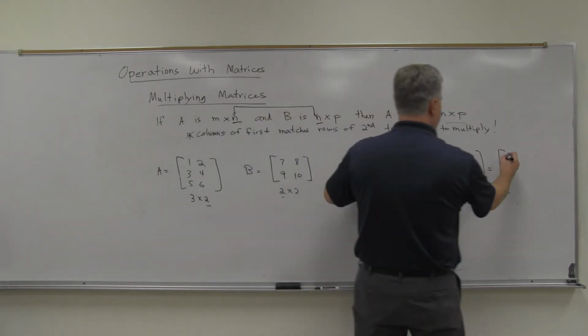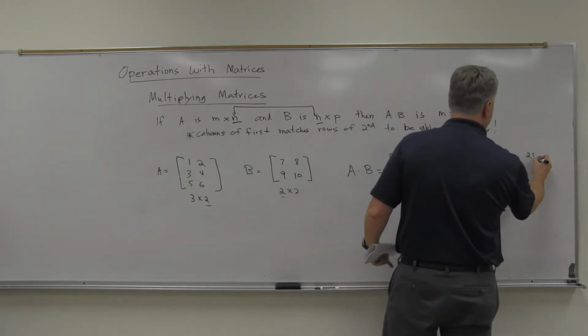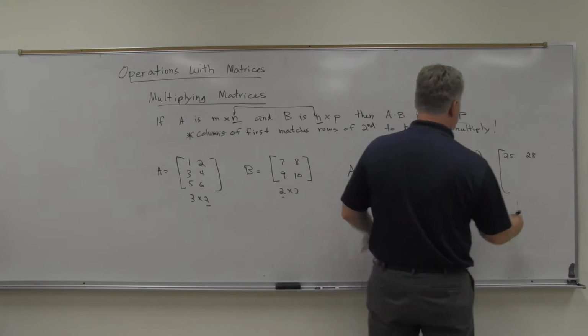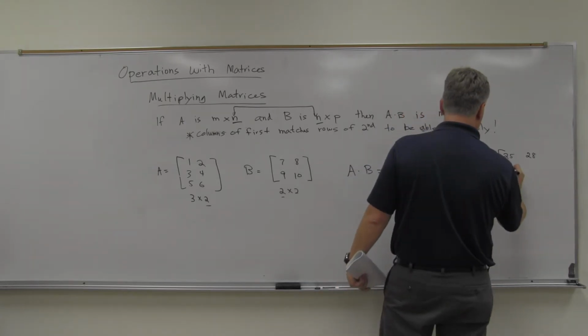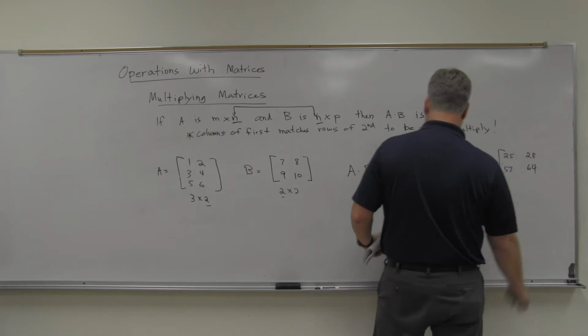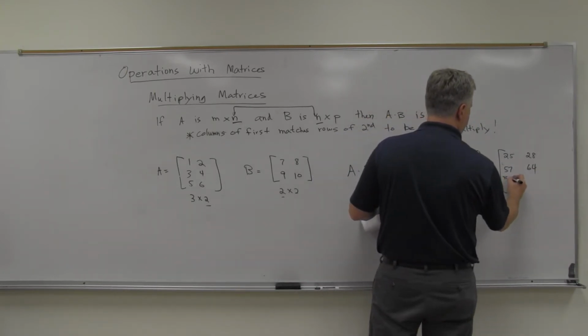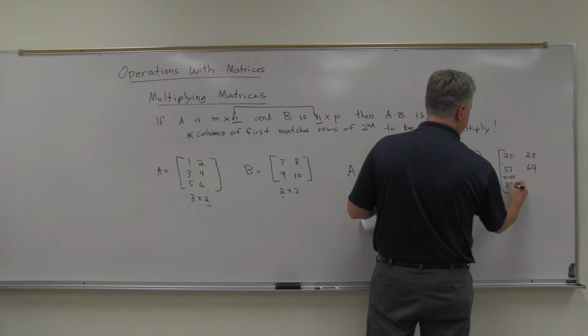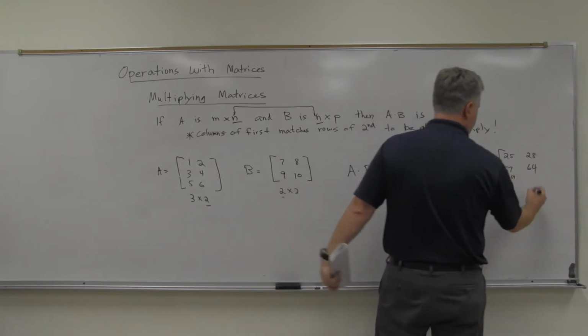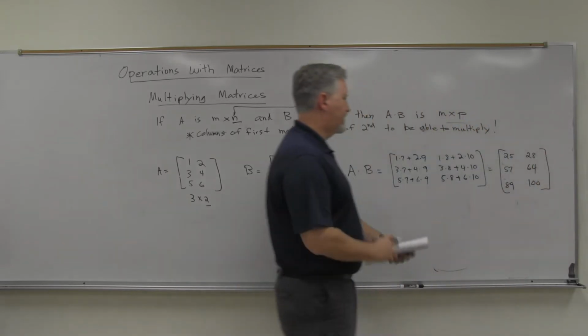7 plus 18, so that's 25. 8 plus 20, so that's 28. 21 plus 36, 57. 24 plus 40, 64. 35 plus 54, 89. And then 40 plus 60 is 100. Do the calculations there.